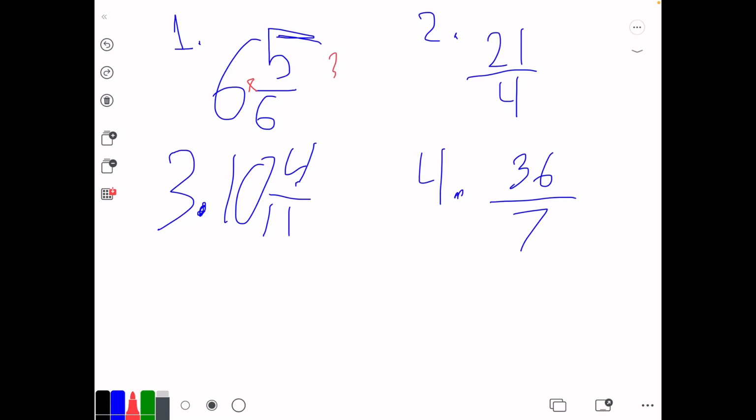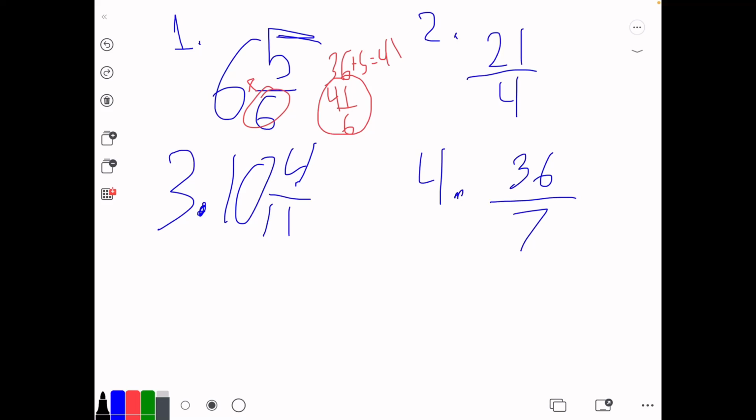So let's solve the first one. Multiply by 6, 36. Then you add 5, 41. And then take the denominator, 41 over 6.